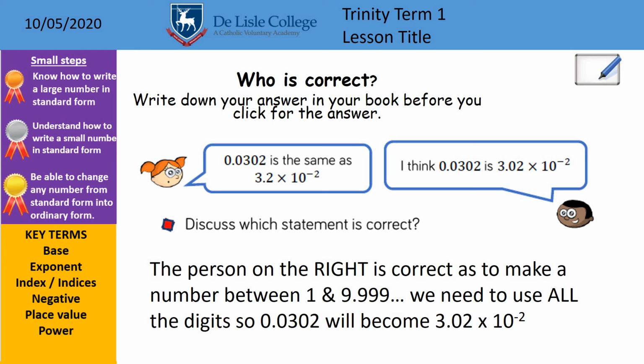Okay, the person on the right, as we're looking, is correct. To make a standard form number correctly, we need to use all the digits. So 0.0302 will become 3.2 times 10 to the power minus 2.